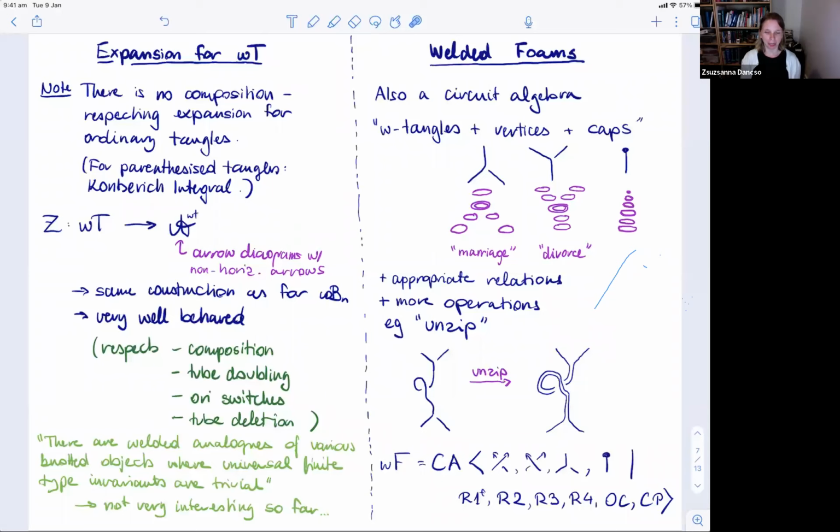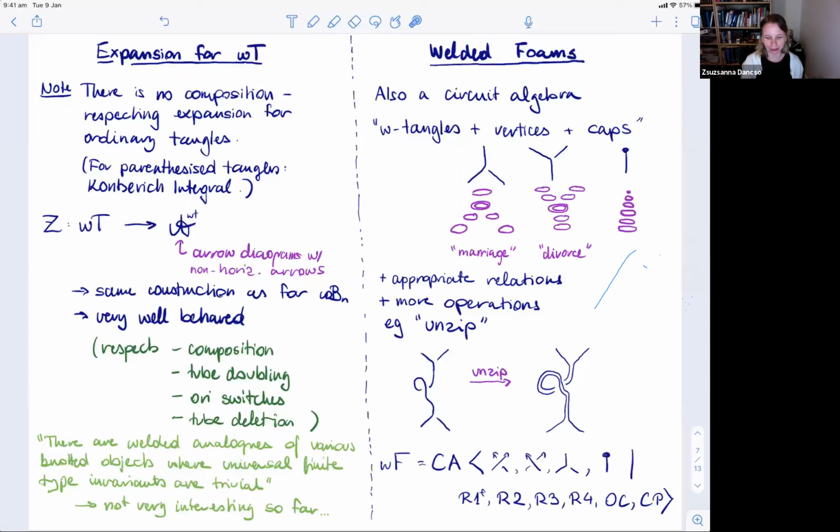And there are some extra operations, and the most interesting one is called unzip. So this is a tube doubling operation, where if you have a tube that connects two vertices, a marriage and a divorce, then you can unzip that, which just doubles that tube in the middle, and you get a picture like that. So that's an operation that says if you're going to marry and then later divorce, you may as well just hang out for the time being.